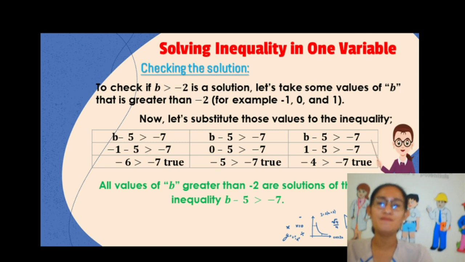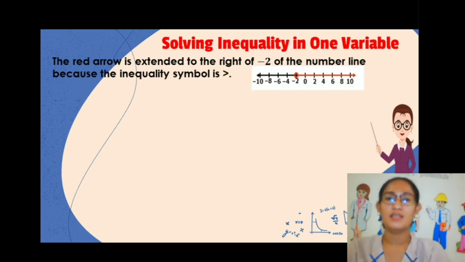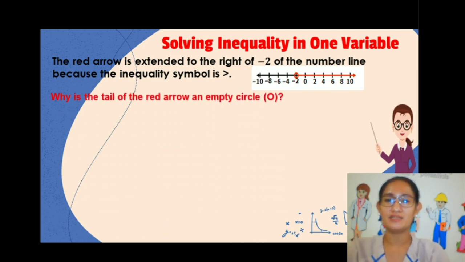All values of b greater than negative 2 are solutions of the inequality b minus 5 is greater than negative 7. The red arrow is extended to the right of negative 2 on the number line because the inequality symbol is greater than. Why is the tail of the red arrow an empty circle?